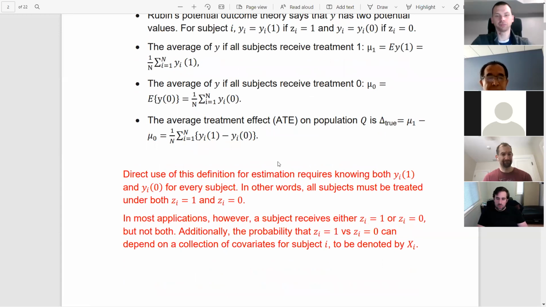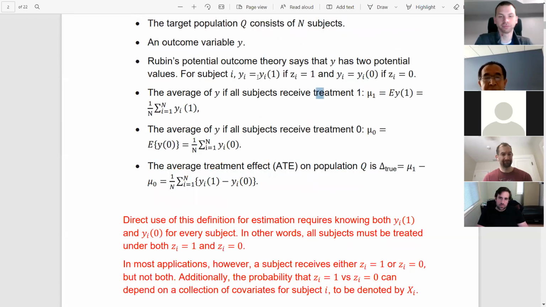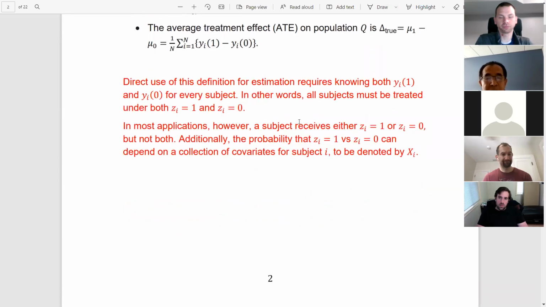The fundamental difficulty in this setup in practice is that we only observe for each subject either just Yi1 or Yi0. We don't observe both of them. So that's the fundamental difficulty.